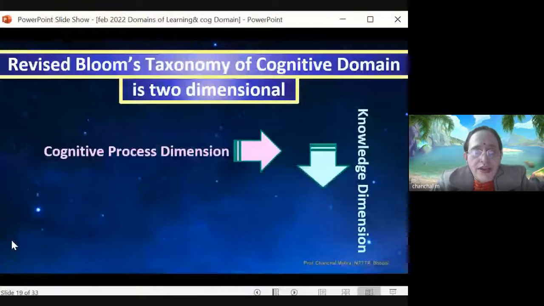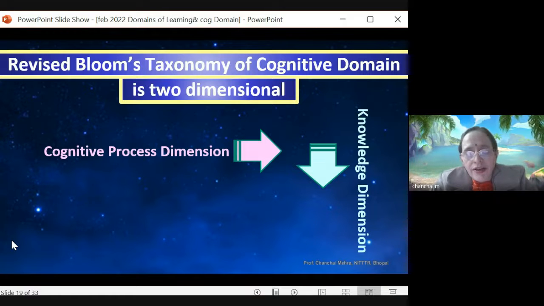the first one is the cognitive process dimension. That is the cognitive part. In the original Bloom taxonomy, the Bloom arranged the learning from simpler to complex in the form of a hierarchy, or you can say in the form of the steps.